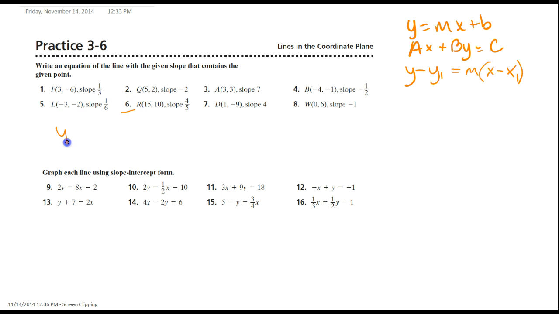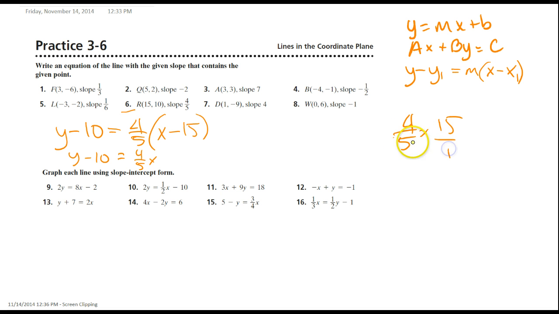Number 6. Y minus 10 equals slope times x minus 15. This is already simplified. Now let me go over here. So I've got y minus 10 equals 4/5 x, distributive property, 4 over 5 times 15 over 1. I can take out the 5's here, and I'm left with 4 times 3. That would be 12, so I got 4/5 times negative 15 equals negative 12. Add 10 to both sides, and y alone on one side of the equal sign equals 4/5 x, oops, sorry, that's supposed to be minus 2, because I got negative 12 and positive 10.